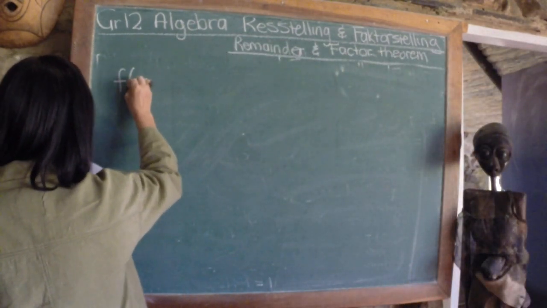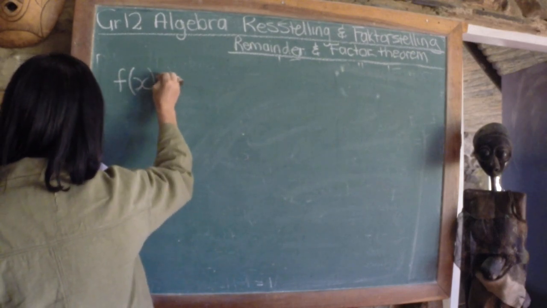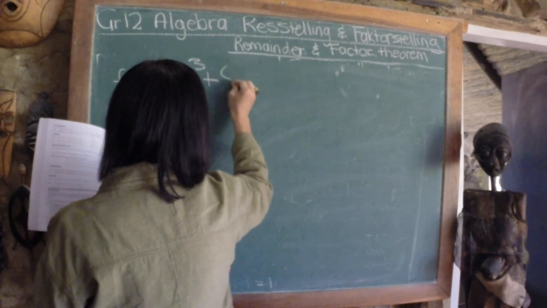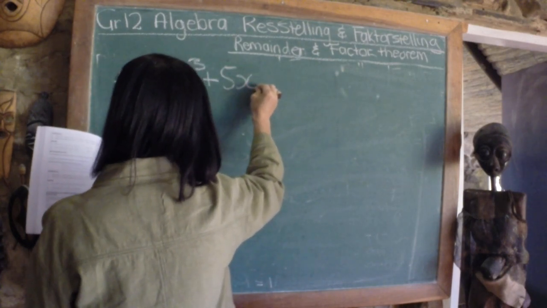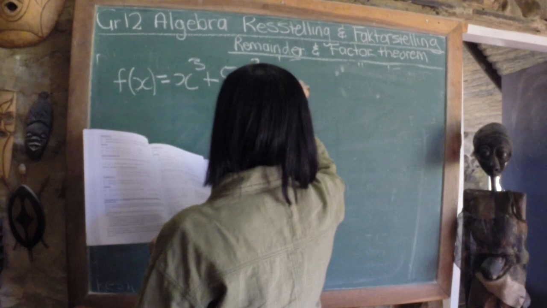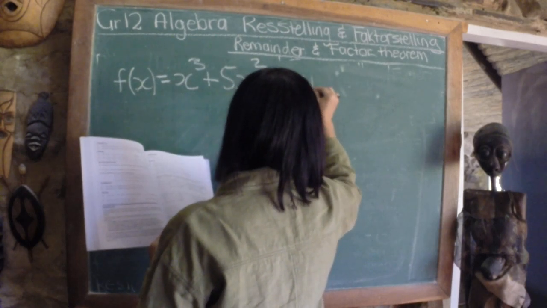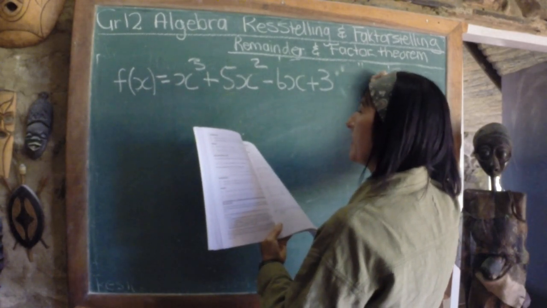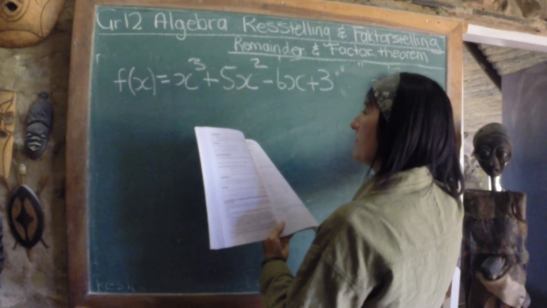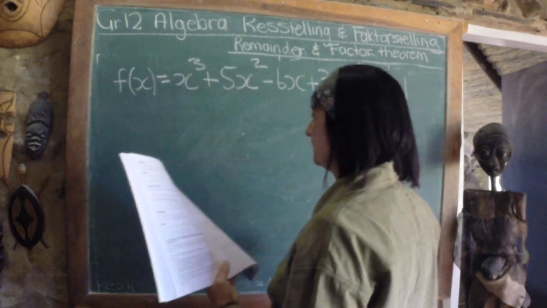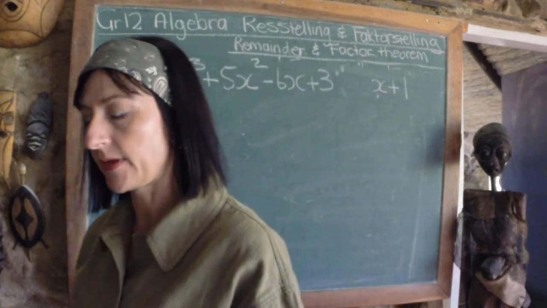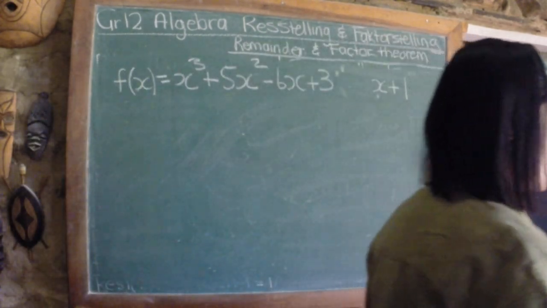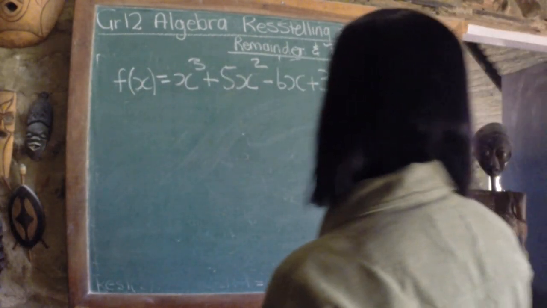Determine the remainder if fx is divided by x plus 1. Okay, let's quickly do that one. Bepaal die res as ek fx deel met x plus 1.